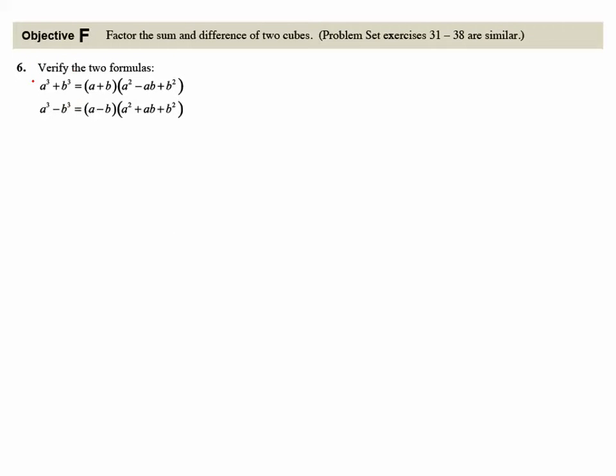And let's just take the top one because the bottom is not that big of an issue here. We're going to verify that a cubed plus b cubed is equal to a plus b times a squared minus ab plus b squared. So just the top one, just this one right here. Not going to do the bottom one. So let's rewrite a plus b, a squared minus ab plus b squared. We're gonna multiply this out, because remember, factoring is just the reverse process of multiplication.